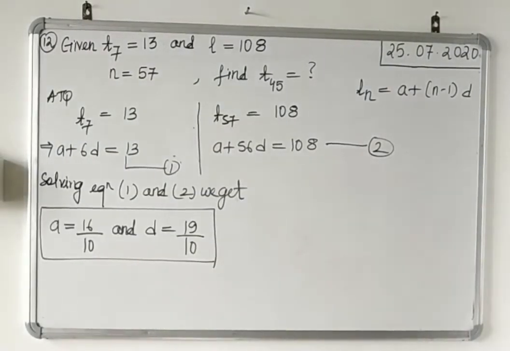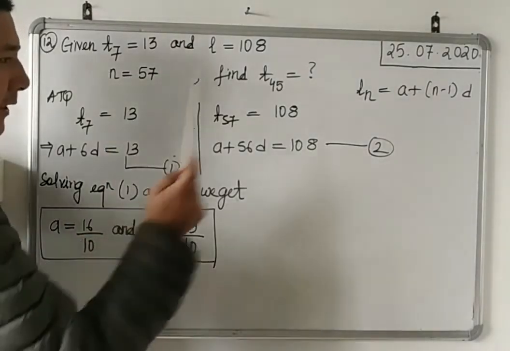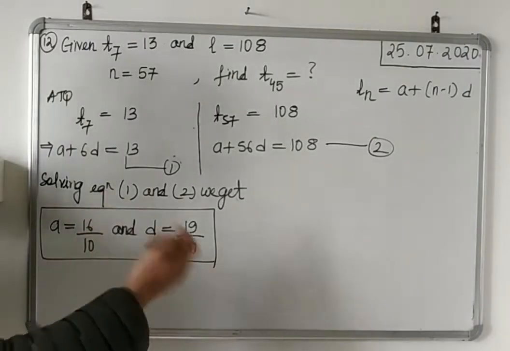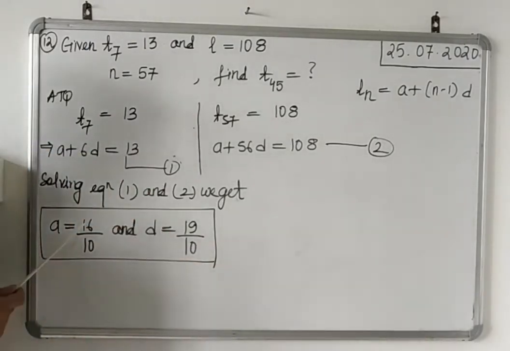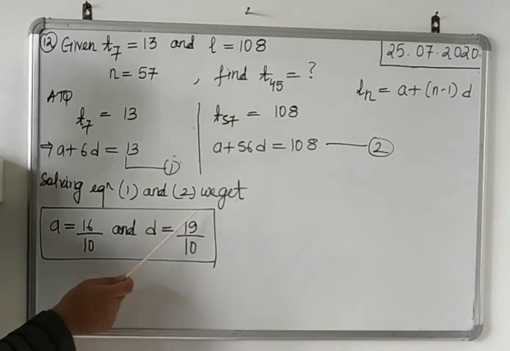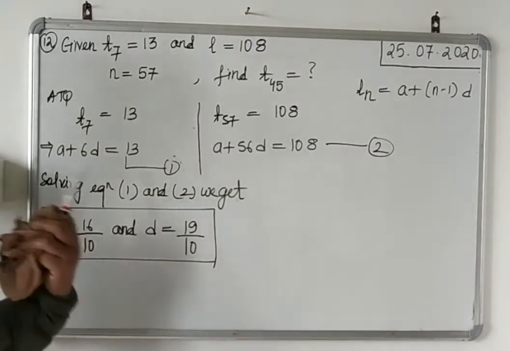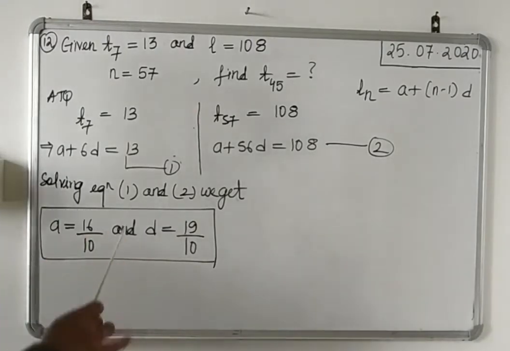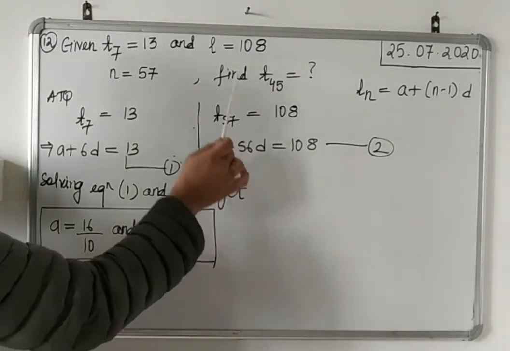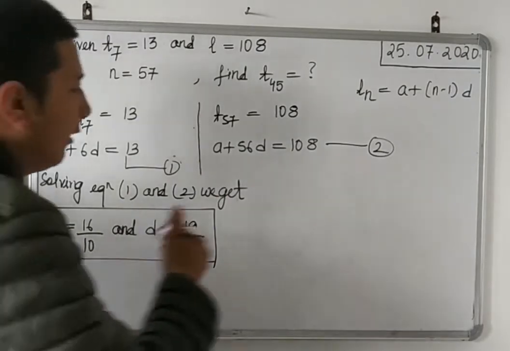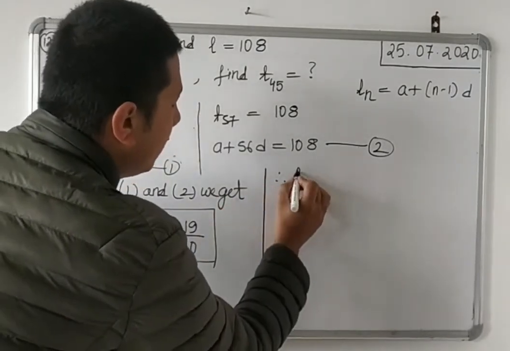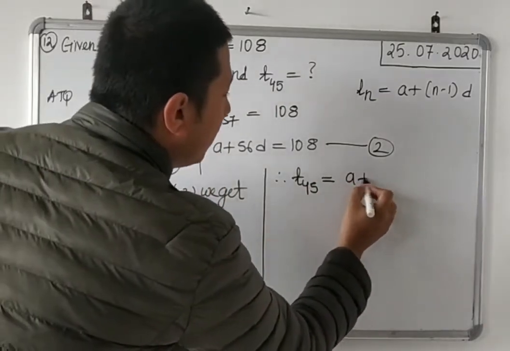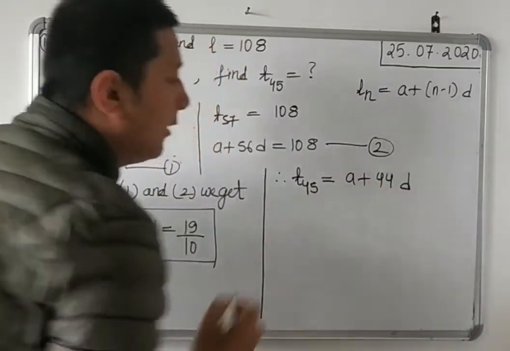Alright, I hope you have solved equation number 1 and equation number 2, the simultaneous linear equations. Solving 1 and 2, we get A equals 16 by 10 and D equals 19 by 10. I'm sure everyone can do this, not a problem. Now what is the question asking us? We need to find T45. Therefore, T45 is equal to A plus 44 into D, isn't it?